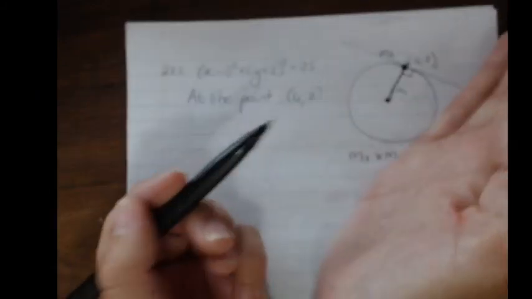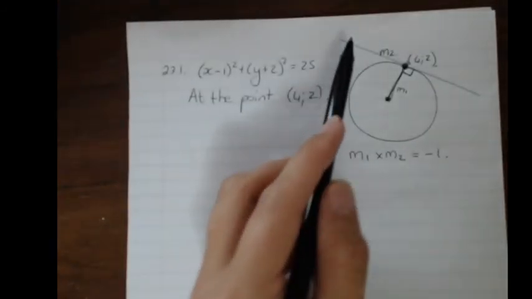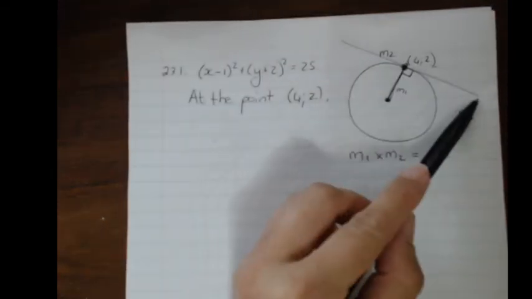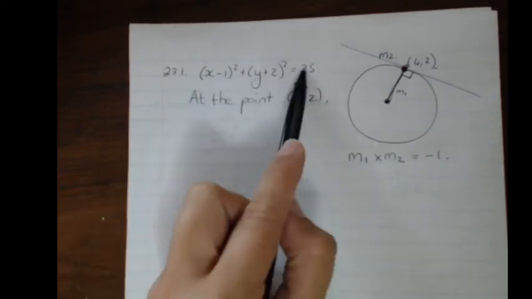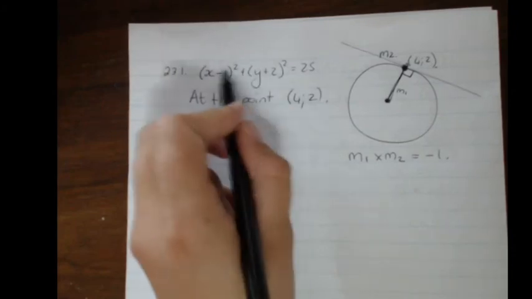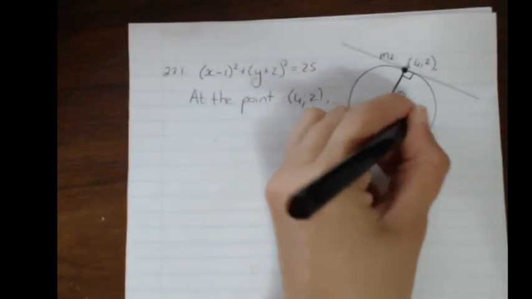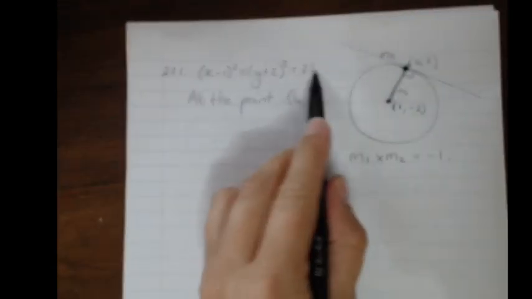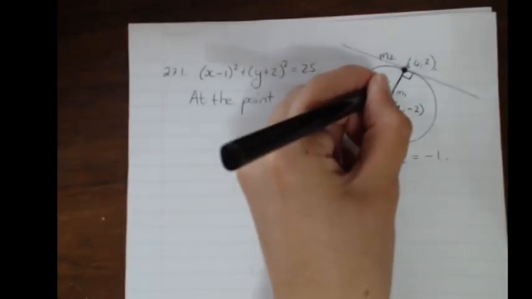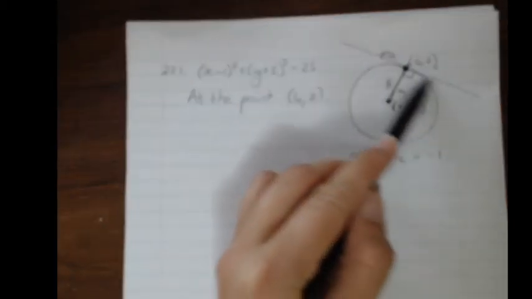It doesn't really matter where this tangent is lying around the circle, just to give you an idea. They want me to calculate the equation of the tangent that touches the circle at (4, 2). So that's the point (4, 2). The coordinates of the center, as you can see, is (1, −2). And then the length of the radius, since this is 25, is 5, but that's not extremely relevant at this stage. I just want to calculate the equation of this line.